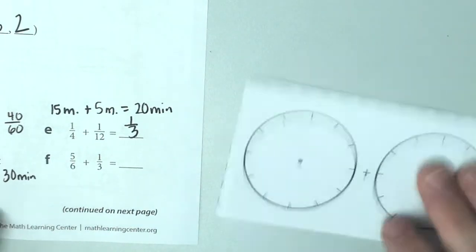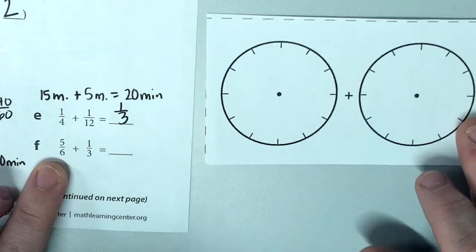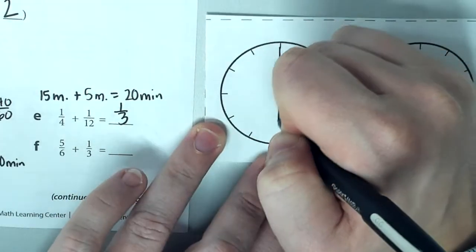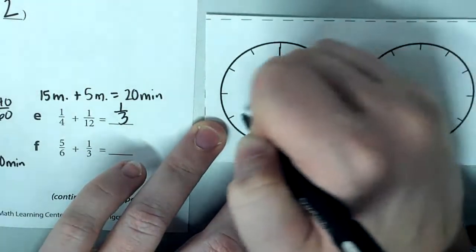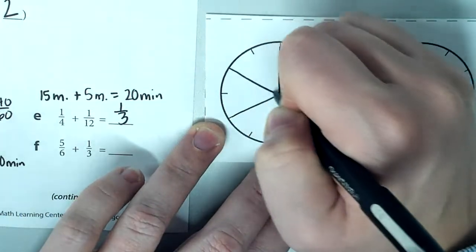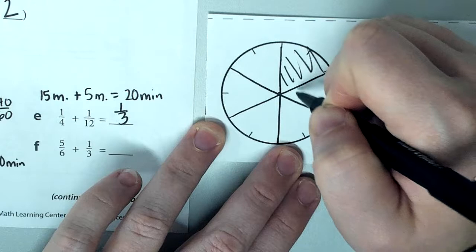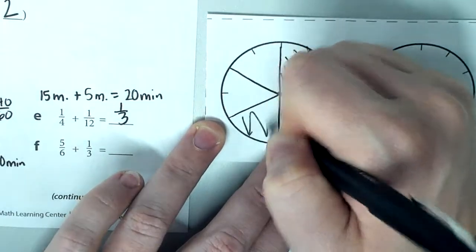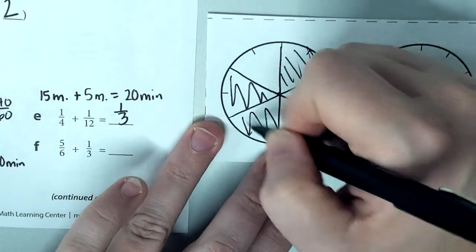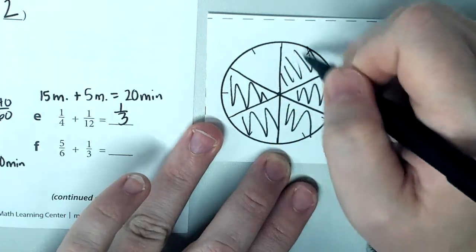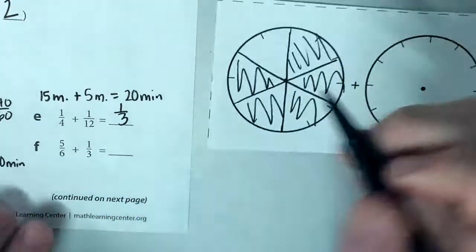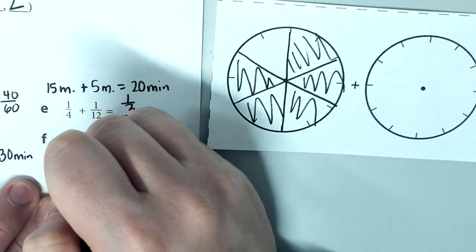All right, and the last one, 5/6. So I need to divide my clock into 6. And I need to shade in 5 of them. 2, 3, 4, 5. How many minutes is that?